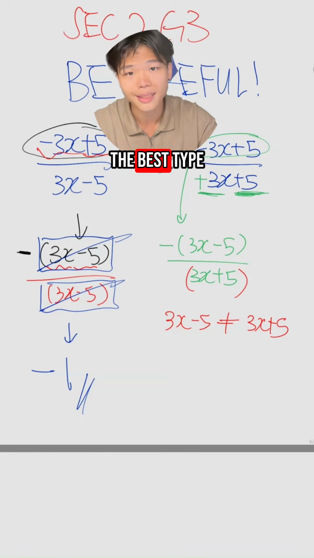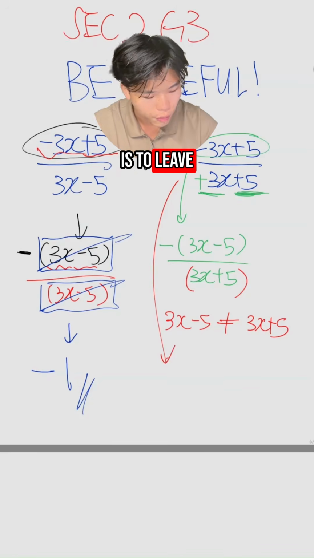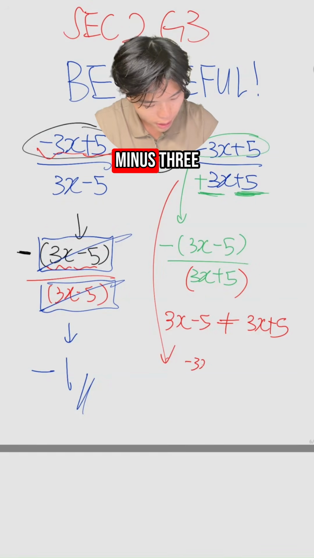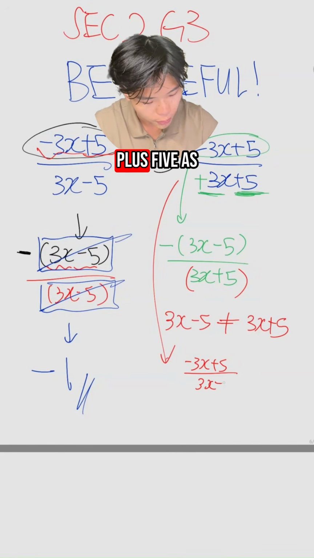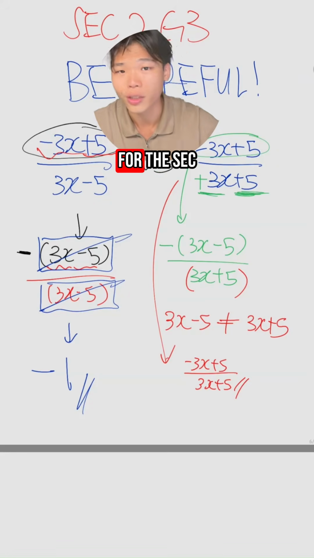And therefore, the best approach for this type of question is to leave the fraction exactly as it is, as minus 3x plus 5 over 3x plus 5, as your most simplified answer for the Sec 2 level.